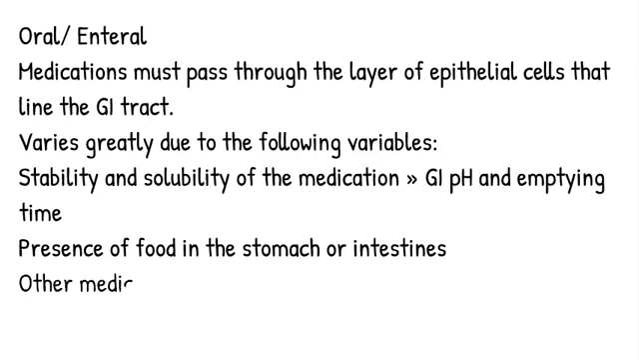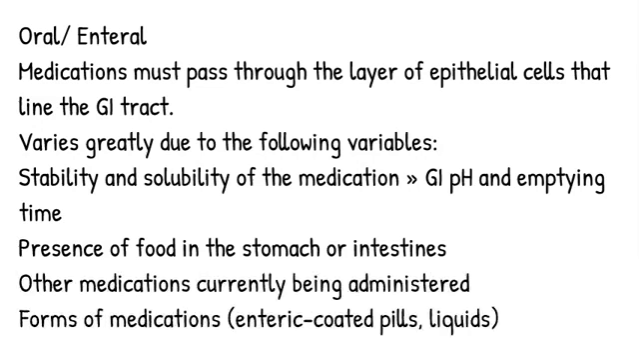The first route of administration we're going to talk about is oral, or enteral. These are medications that pass along the GI tract. Some things can impede or affect our oral medications: the stability and solubility of the medication, the pH and emptying time of the stomach, presence of food in the stomach or intestines, other medications given at the same time, and the form of the medication, whether it's enteric coated or a pill. Whenever you are looking up your medication, you need to see: can you give that medication with food or not? Can you crush that tablet or not? Make sure you're looking at those things whenever you're administering oral medications.